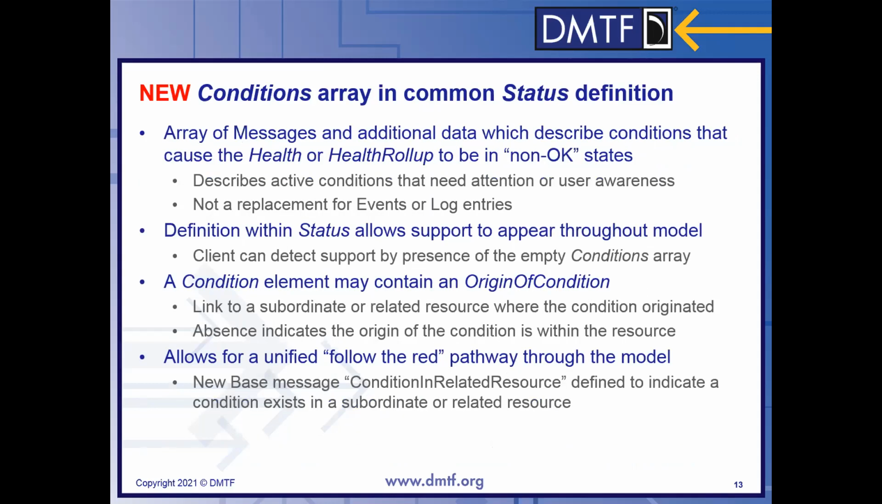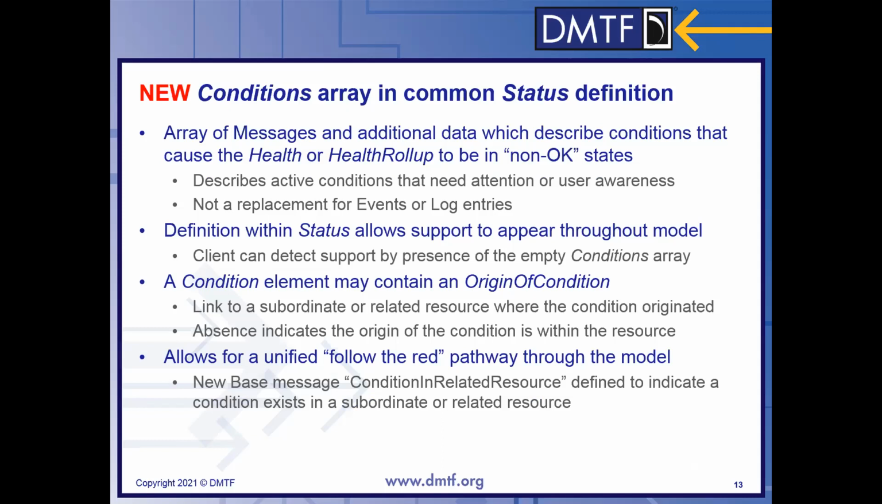All right. Another big addition was this new conditions array in our common status object. If we look at what's in the status object prior to this, we have state, health, and health rollup. Now, if you're trying to examine a resource and you just see your health is warning or critical, well, it puts a burden on the client to try to figure out why that might be the case.